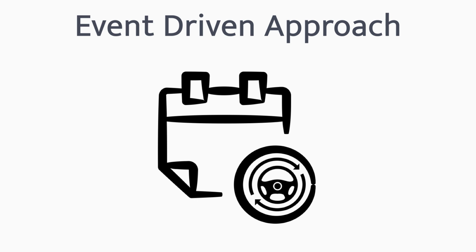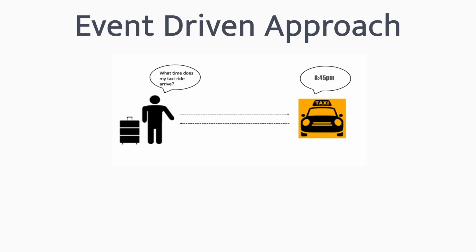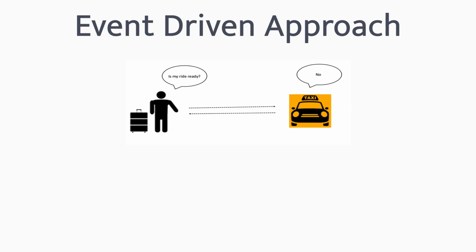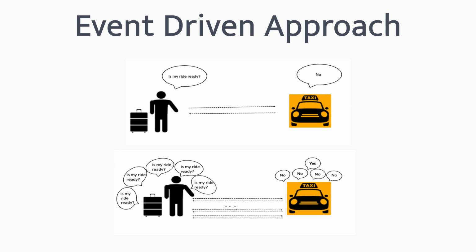To compare these two approaches, we will use an equivalent real-life example of a passenger ordering a taxi from a ride-sharing app. In this example, the passenger is asking a question: what time does my taxi arrive? In the REST API world, the driver would respond with a specific time, say 8:45 p.m. However, if we change the question to, is my ride ready? the driver would respond with the answer no. As the answer is not the expected one, the passenger will have to continue asking the same question until they finally receive the expected answer. From a human perspective, this situation is quite repetitive and annoying.